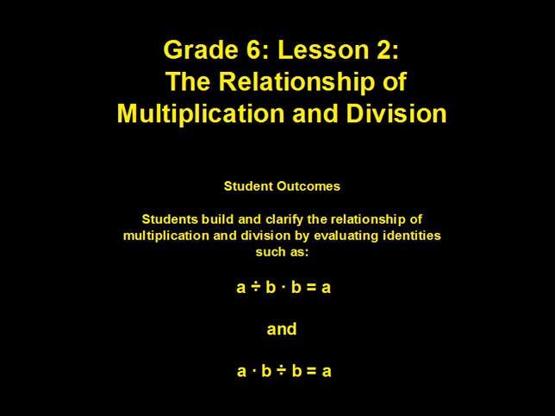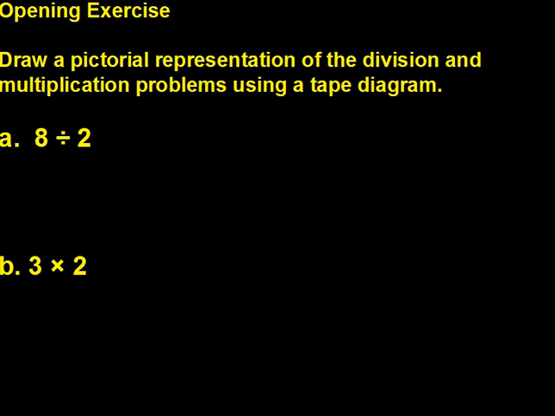The student outcomes for today: students will build and clarify the relationship of multiplication and division by evaluating identities. Identities is a key word for today, such as A divided by B times B equals A, and A times B divided by B equals A. Notice once again that in both cases we end up right where we started. Let's go on to our opening exercise here.